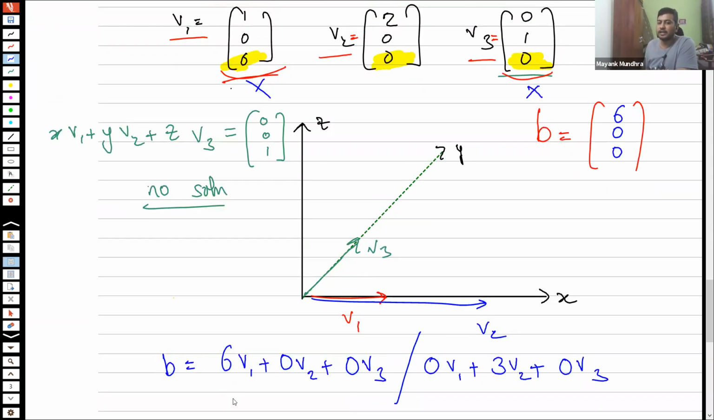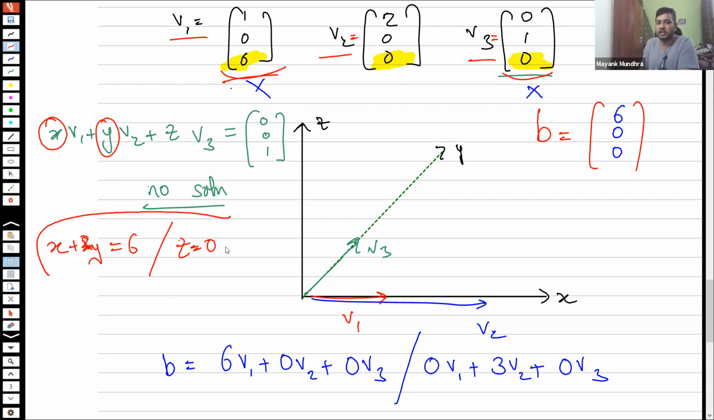Or you could take any other combinations of v1 and v2. In theory, you can take infinite combinations of v1 and v2. You can take any values of x and y here, as long as x plus 2y equals 6 and z equals 0. So all x, y, and z which satisfy these equations can be valid solutions. X plus 2y equals 6. X and y can also be negative, by the way. You don't need to be positive.